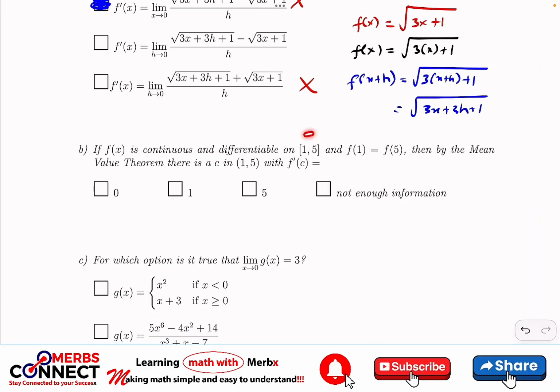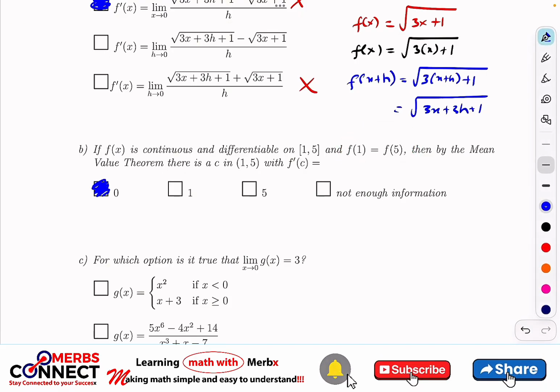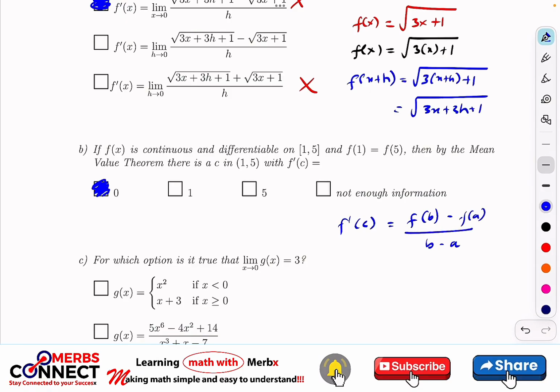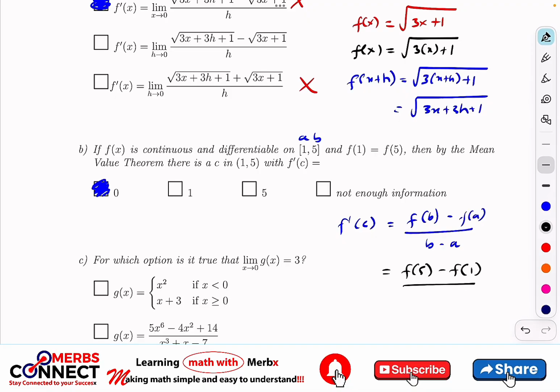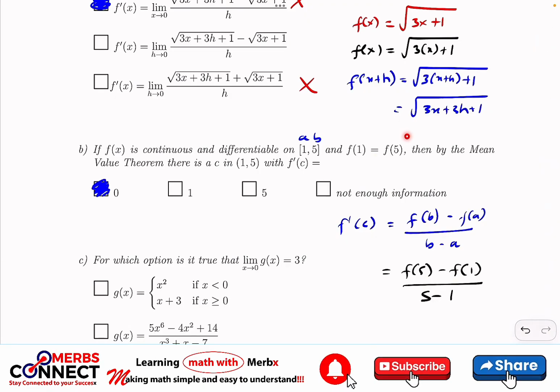If f is continuous and differentiable on this, and f of 1 is the same as this, then by the mean value theorem, f prime is equal to, so this one is easy to see that this is equal to 0. Why? Because we are saying that this is the same as this. Why? Because what is the mean value theorem? F prime of c should be the same as f of b minus f of a divided by b minus a. Now b is 5 and a is 1. So this is going to give us f of 5 minus f of 1 divided by 5 minus 1. But these are the same.